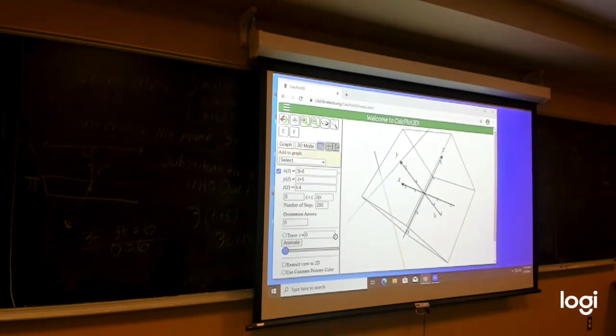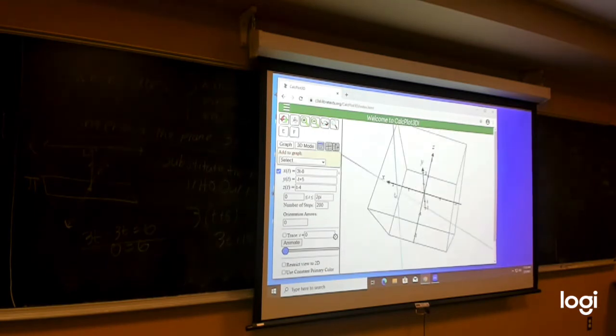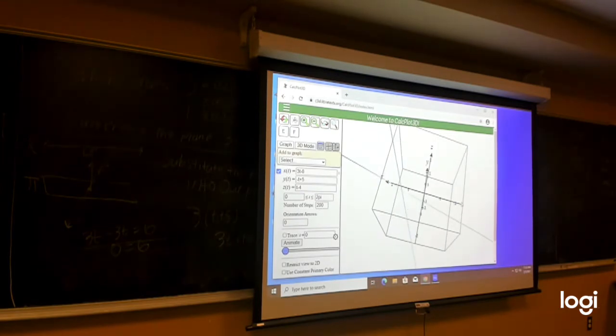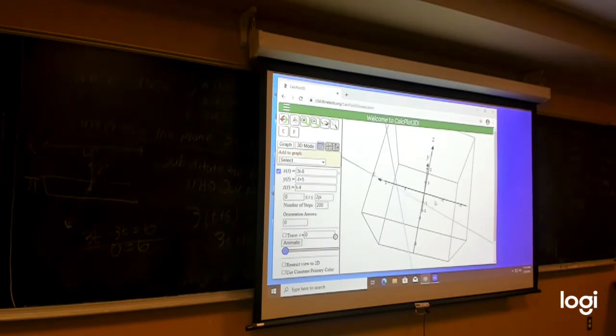Uh-oh. What's that? What's going on here? They barely missed each other. All right, let's zoom in.